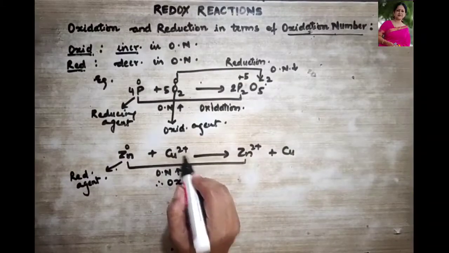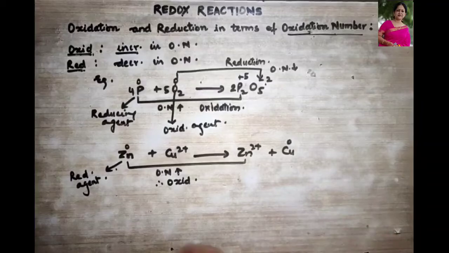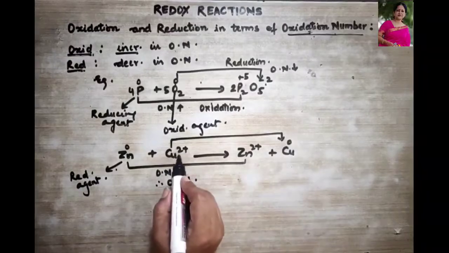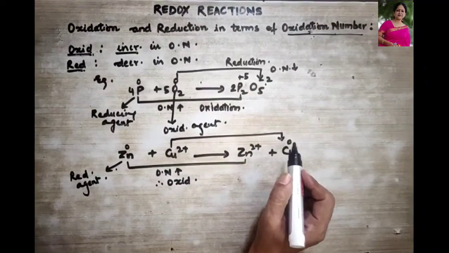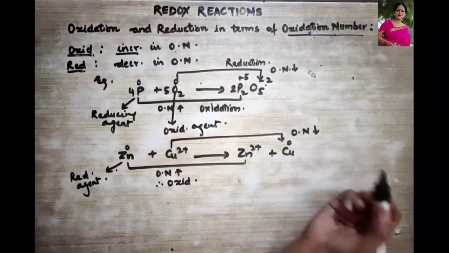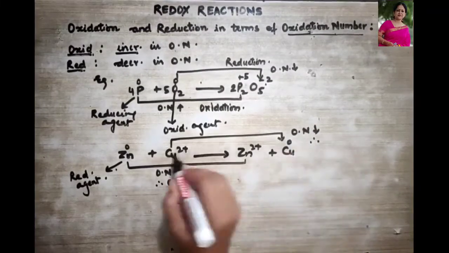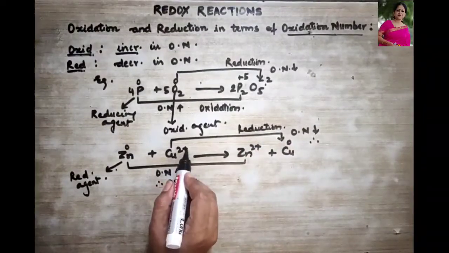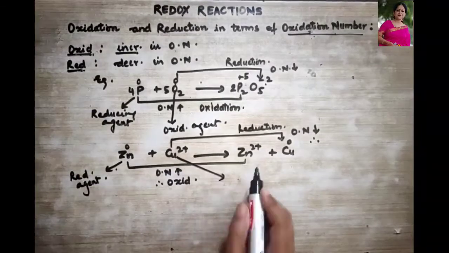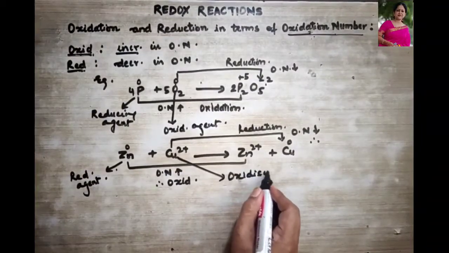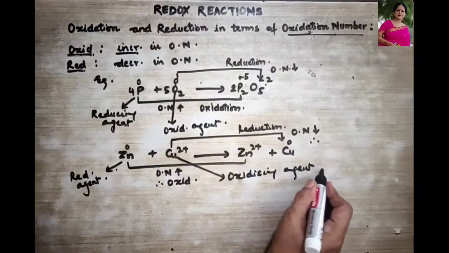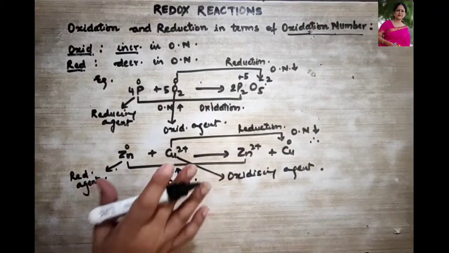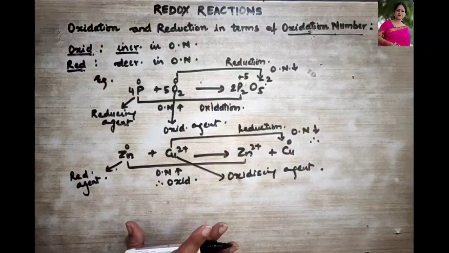Now this is Cu2+, and this is an element, a metal, so its oxidation number will be 0. So let's see over here what has happened. From +2 to 0, that means the oxidation number has decreased. Therefore, what is happening over here? Reduction is taking place. Now since the copper ion is getting reduced, this is what? Your oxidizing agent. I hope with these two examples it's very clear to you how to understand oxidation and reduction in terms of oxidation number.